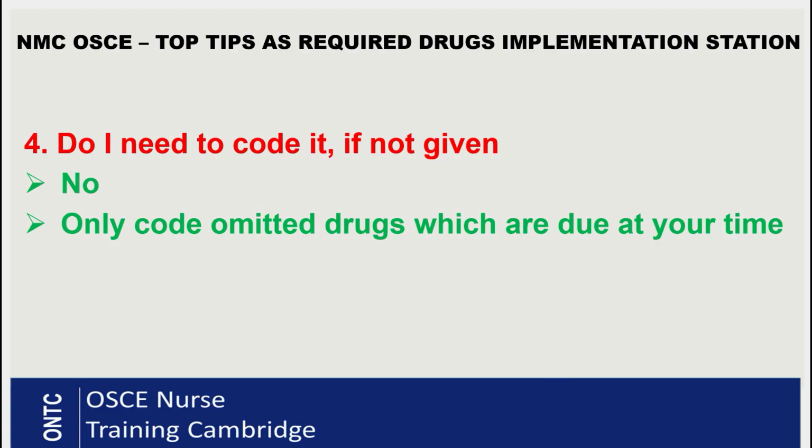Moving on to the fourth question: do I need to code it if not given? No, you don't need to code the as required medication with omission codes. You only need to code the drugs which are due at your time. That is probably antimicrobials and the regular drugs, where they could be due at your time but you cannot give them because they're not clinically safe to give. Then you add an omission code. But you do not need to add an omission code to an as required drug, because as required is not due at your time.